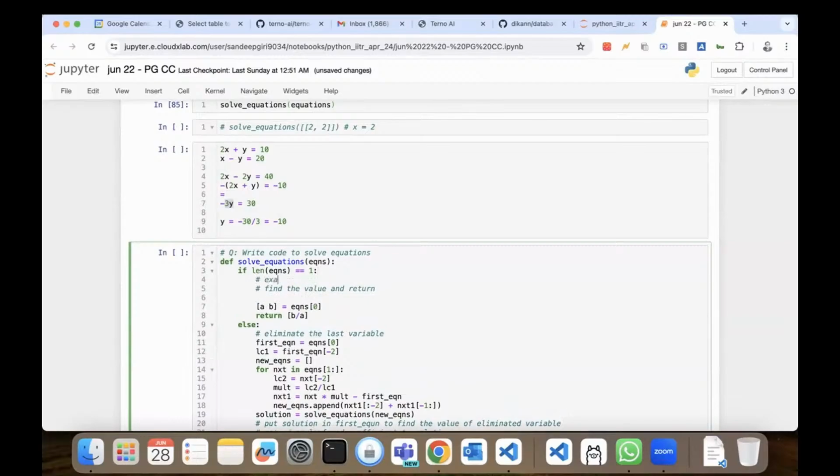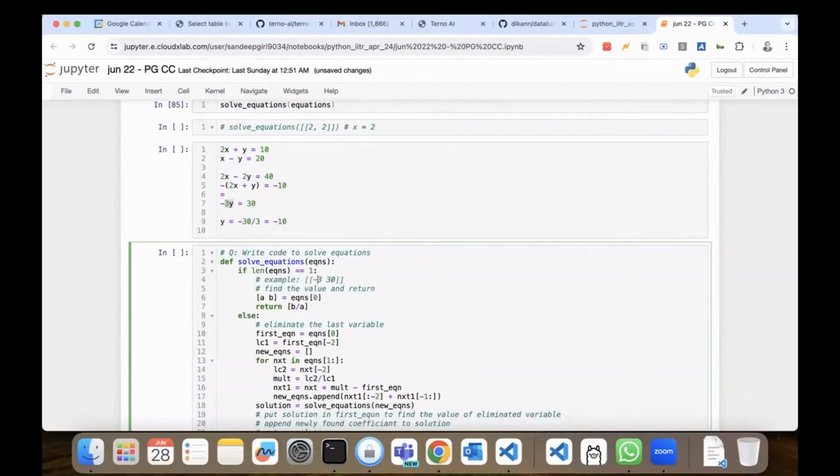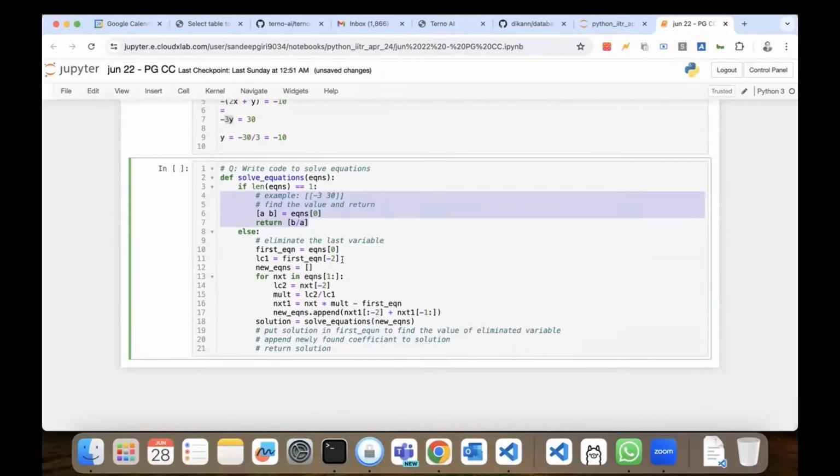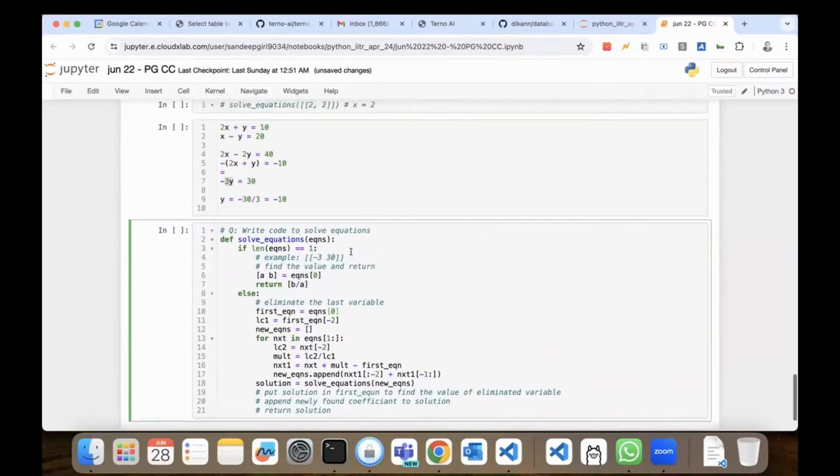Okay, example would be like this. There's only one equation, right? The coefficient is -3 and the value is 30. I picked the 0th value, assigned it to a, comma, b, and then returned. Is this clear, everyone? So if I have only one equation, I can solve it like this, right?